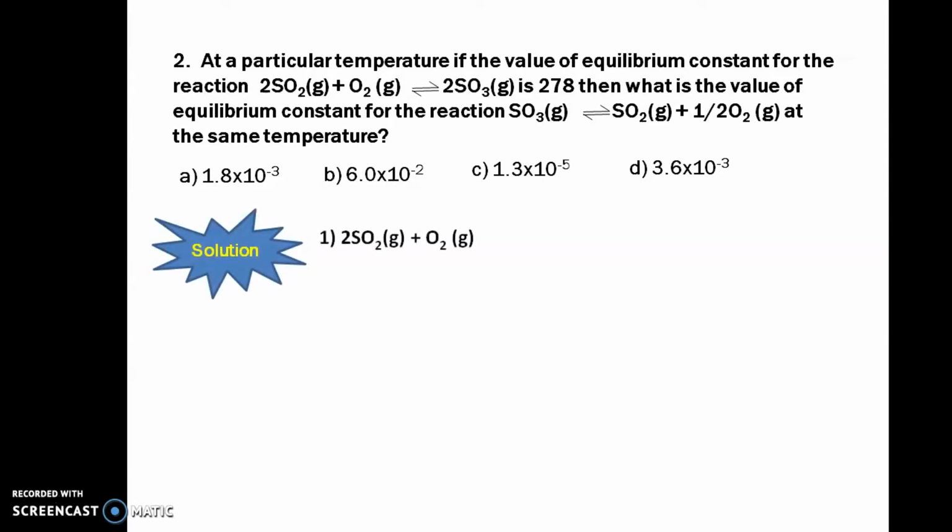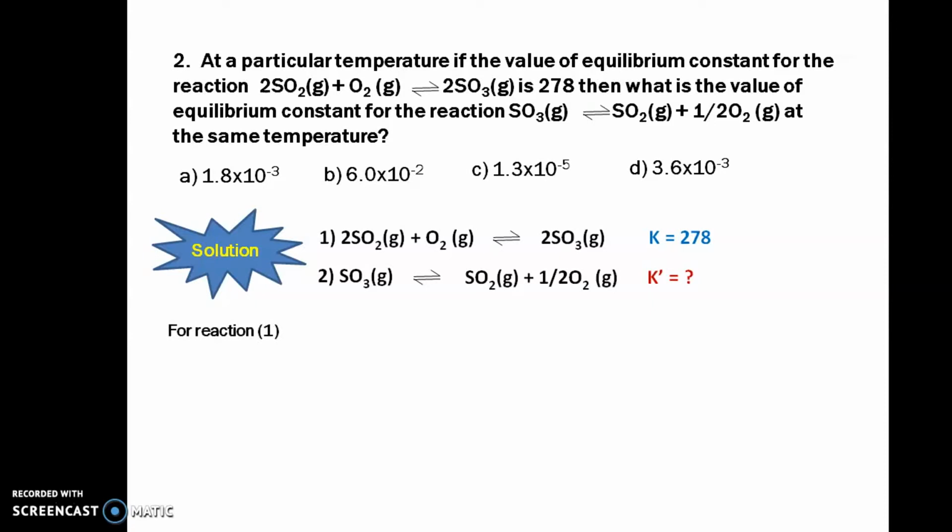We'll write down these chemical reactions, that is 2SO2 plus O2 reversibly giving rise to 2SO3, and its equilibrium constant value is given here, 278. And the second reaction also we will write down: 2SO3 reversibly giving rise to SO2 plus half O2, and its equilibrium constant has to be calculated. For any chemical reaction, the equilibrium constant value depends upon the stoichiometry of the chemical equation.